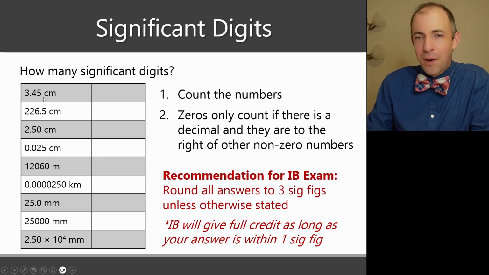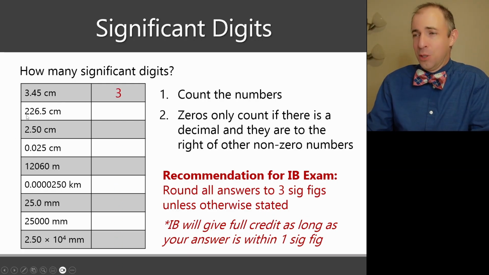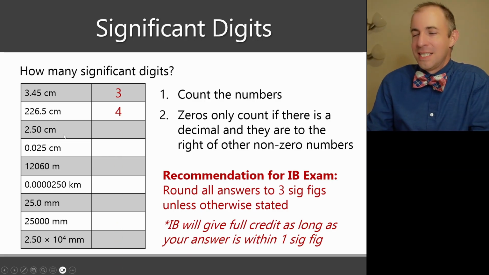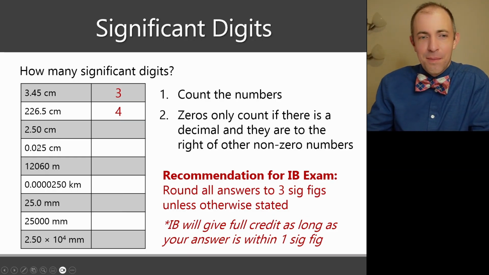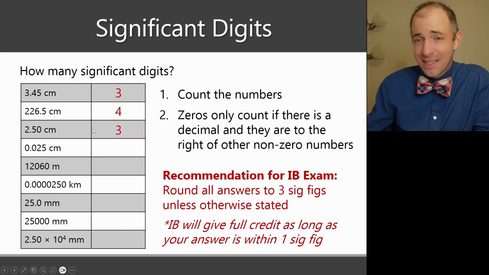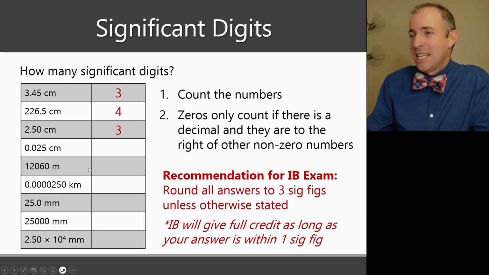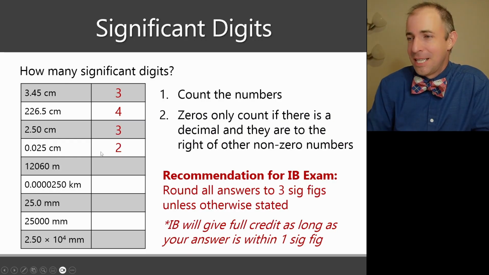This first one, 3.45 centimeters. All of them are significant. That is 3. There are no zeros. It's pretty easy. Or 22 or 226.5 centimeters. No zeros. All of them are significant. It's 4. Now we've got 2.50. There is a decimal, and the 0 is to the right of other numbers, so we will say that that is 3. The 0 counts. Whereas here, 0.025, those zeros show up to the left of the other numbers, so they do not count. We have two significant digits here.